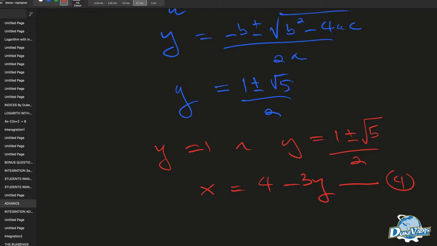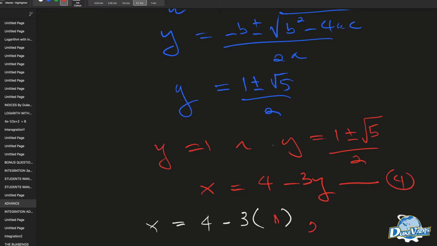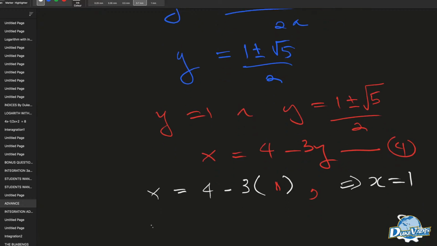If we do that, then our x is equal to 4 minus 3, then in brackets, our first value we've calculated, which is 1. So we'll put it in over here. Then this will imply that our x is equal to 1. So when x is equal to 1, y is also equal to 1.